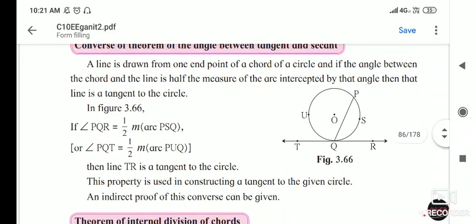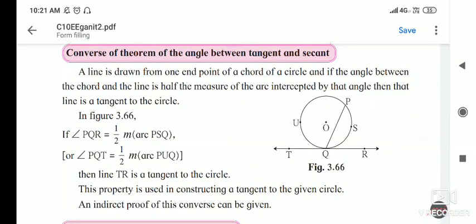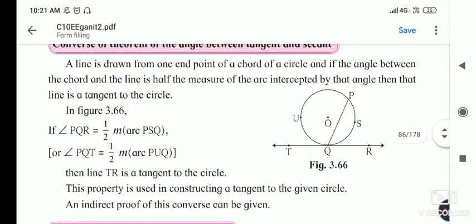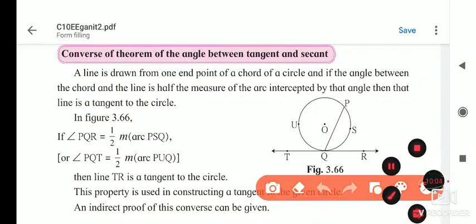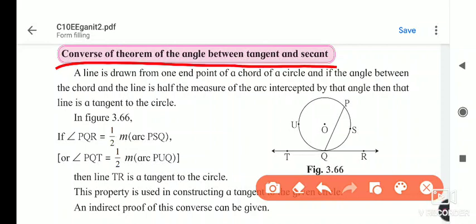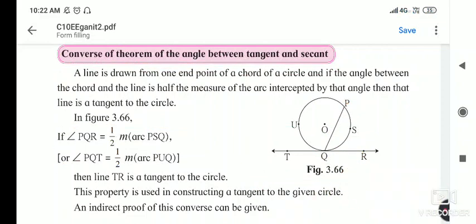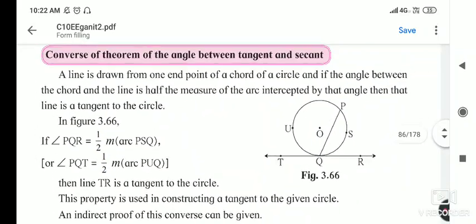Now this part is also the converse of the theorem of the angle between tangent and secant, and this part is not for us. The proof is not there for us, we will only understand the statement of it. So what is the converse theorem of the angle between tangent and secant? First of all, what is the theorem? Just now we have seen that PQR is half of PSQ. So it's a line. Converse we will study first.